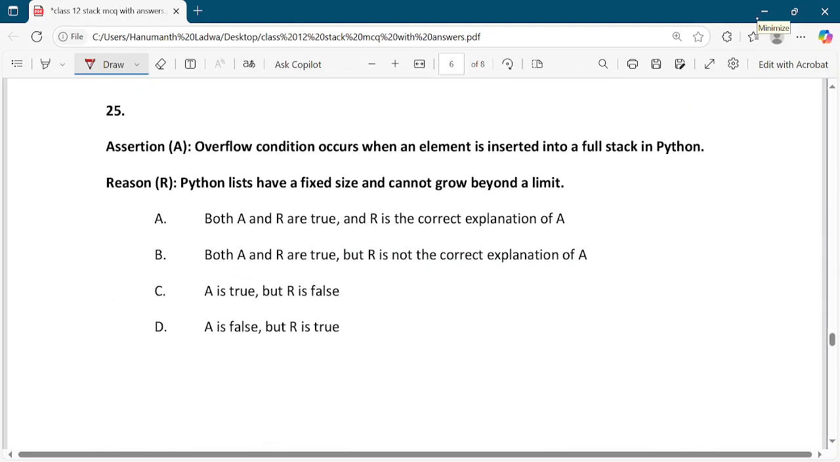Question number 25. Assertion A: Overflow condition occurs when an element is inserted into a full stack in Python. So this statement is true. Reason R: Python lists have a fixed size and cannot grow beyond a limit. So this statement is false, as there is no strict bound checking in a list. Hence you can insert any number of elements. Hence there is no concept of fixed size. Now you can observe that option C, A is true but R is false, is the right answer.